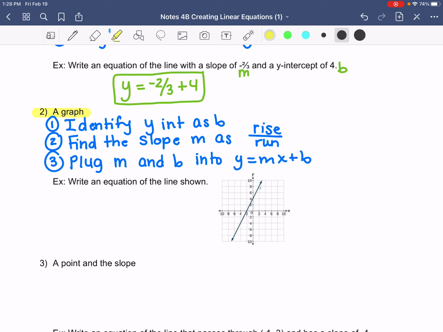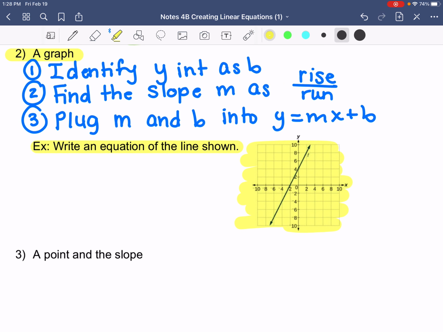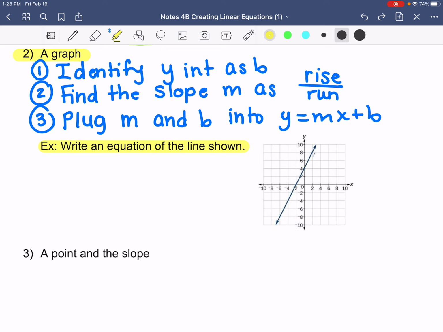You can pause to draw this little graph right here. So write an equation of the line shown. The first thing we want to identify is the y-intercept. So you look on your y-axis and you find what point it hits at. It hits at the number 4, so our y-intercept b is 4. And then when we find our slope, we pick any other point on our graph. It doesn't matter if I pick this point or this point or this one up here. So I'm going to just pick this point up here. You just want to pick one that hits directly on a piece.